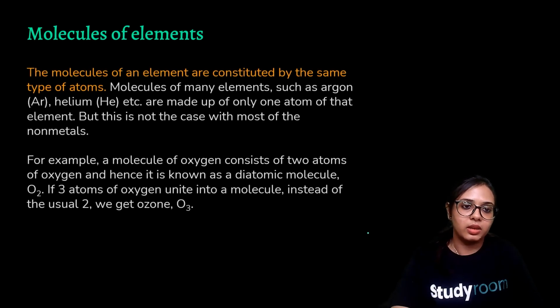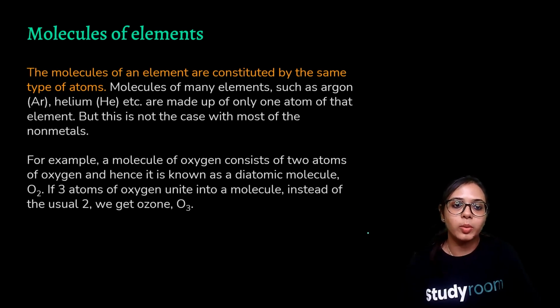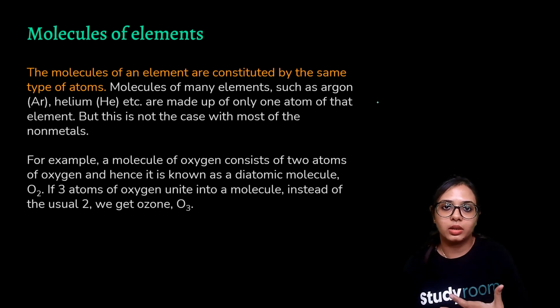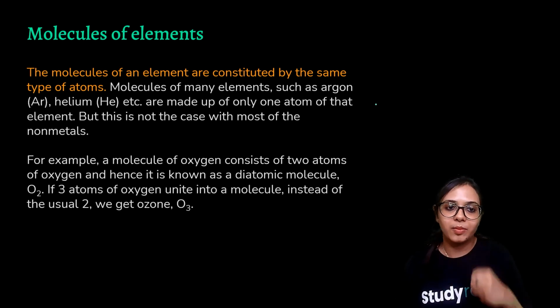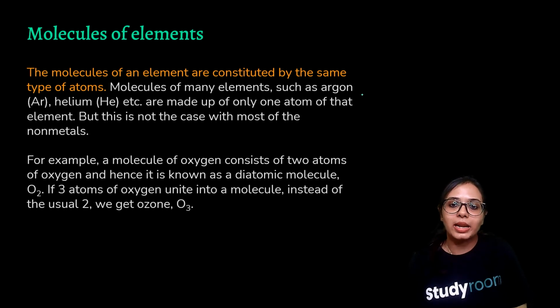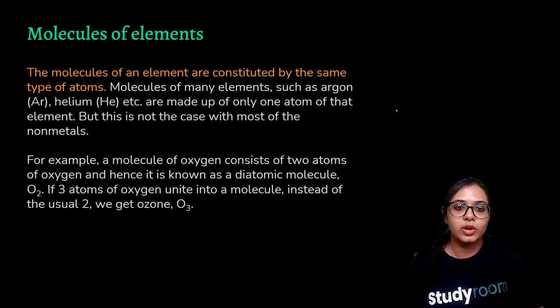Molecules of elements. The molecules of an element are constituted by the same types of atoms. Like I told you, they may be of the same element or of a different element. So if the molecules of an element are constituted by the same types of atoms, how do we designate them? We designate them just by writing the symbol of that particular element. So for argon, we just write Ar. For helium, we just write He.